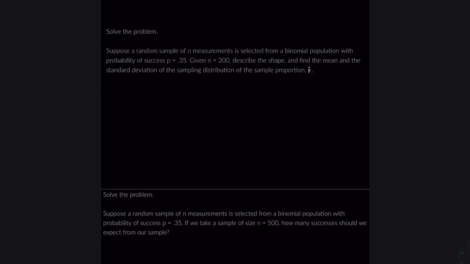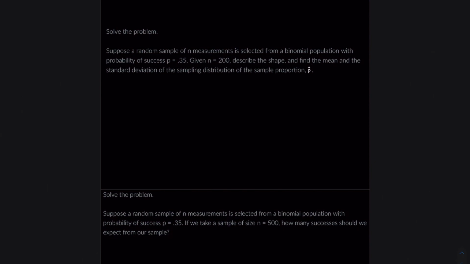Okay, suppose a random sample of n measurements is selected from a binomial population with probability of success p equals 0.35. Given n equals 200, describe the shape and find the mean and the standard deviation of the sampling distribution of the sample proportion p hat. So we need to describe the shape, right?